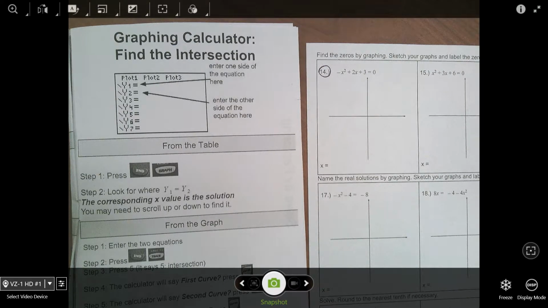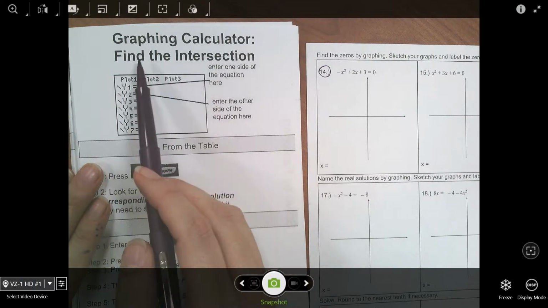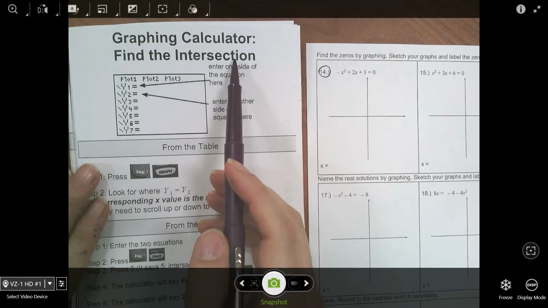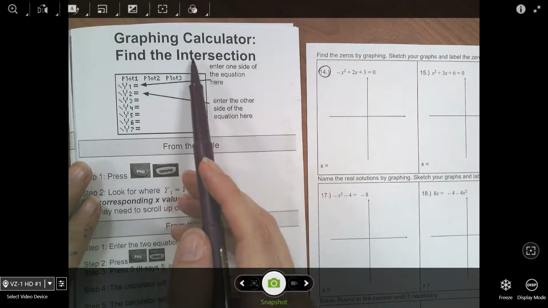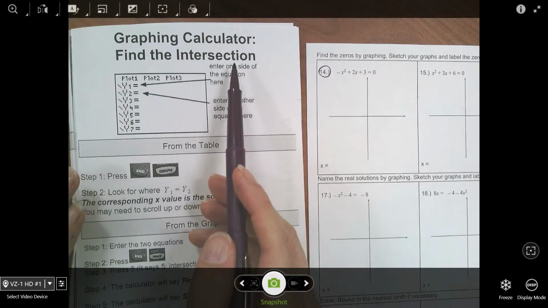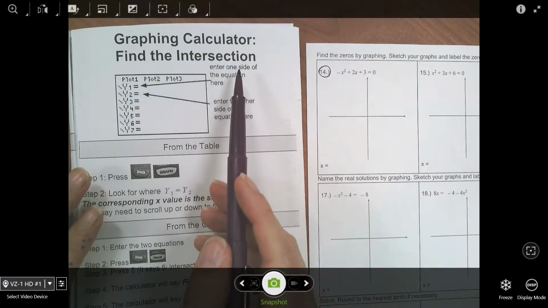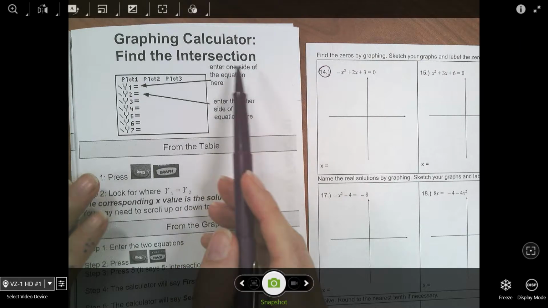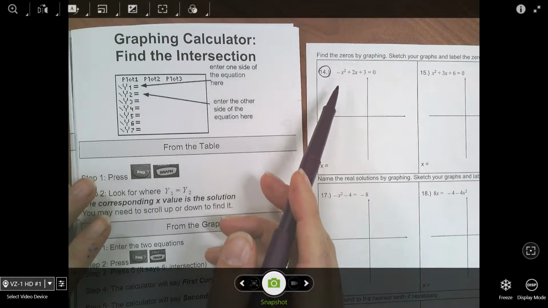All right, so this video is about using your graphing calculator to find the intersection. These are still going to be solutions, but they're going to be the intersection points between two graphs, and we're going to use the intersection function on the calculator. The nice thing about this method is that it works all the time, and you don't have to do anything algebraically. You can just enter what you see in the equation into the calculator.